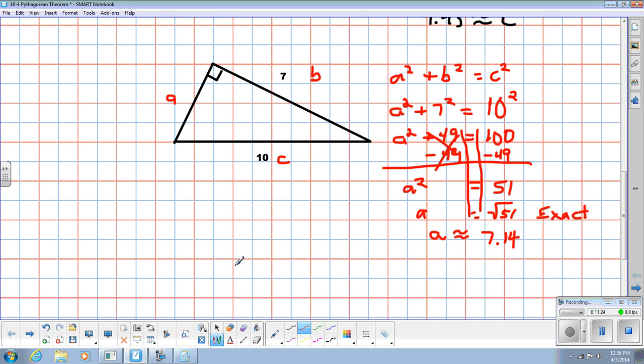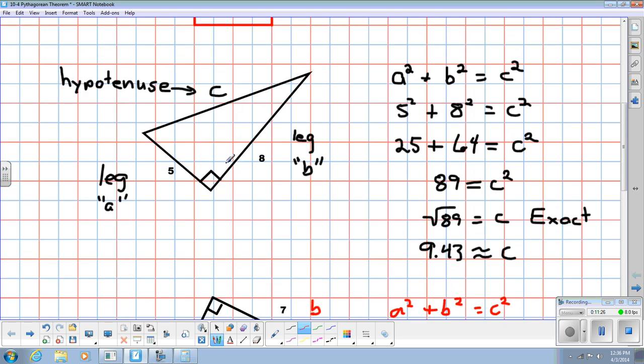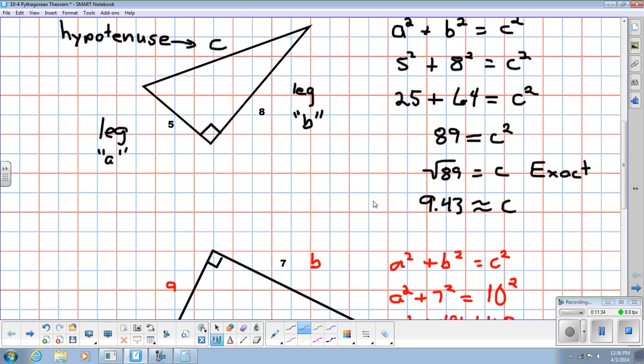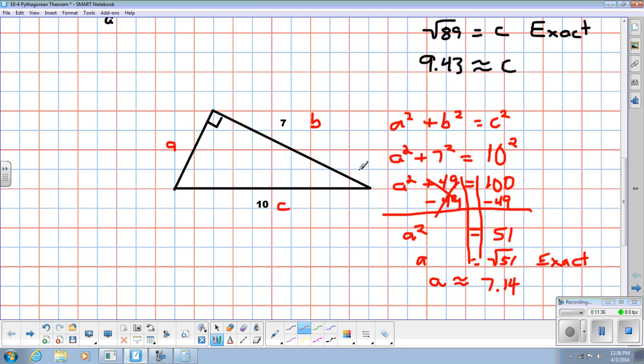So there are two situations that you run into. The first one I showed you, we have the longest side of the triangle missing. That's C, the hypotenuse. It's calculated very straightforwardly, as you see in this example. And then here we have this example where a leg is missing, and either A will be there or B will be there. You'll leave one of the letters. And this one I had A. You could have one with B. It's worked the exact same way.